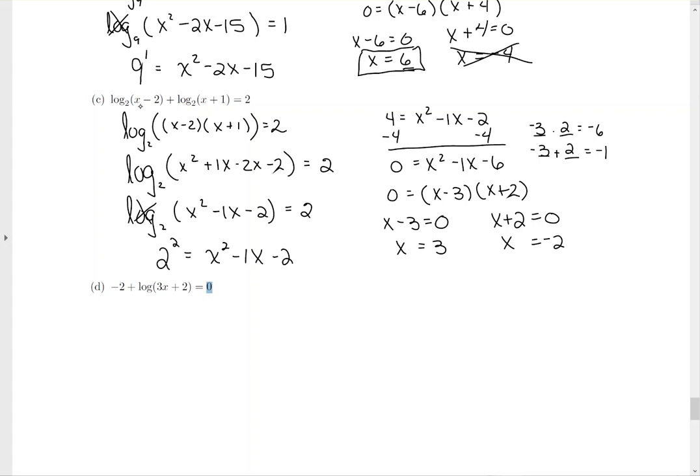If I plug in the 3, 3 minus 1 is 2, 3 minus 2 is 1, 3 plus 1 is 4. So positive 3 is good. If I plug in negative 2, negative 2 minus 2, the end result is negative 4. So I can't use that one.